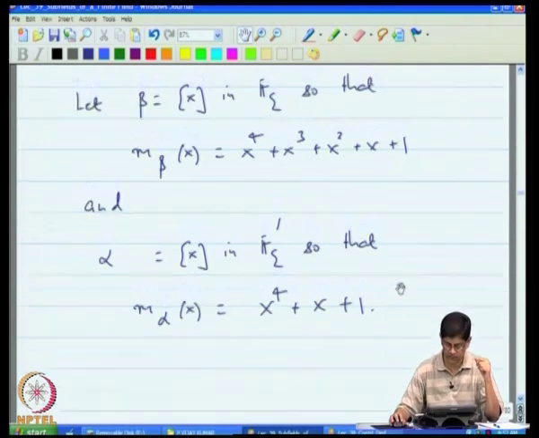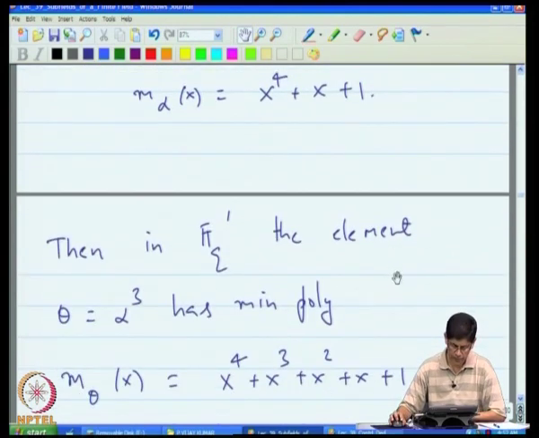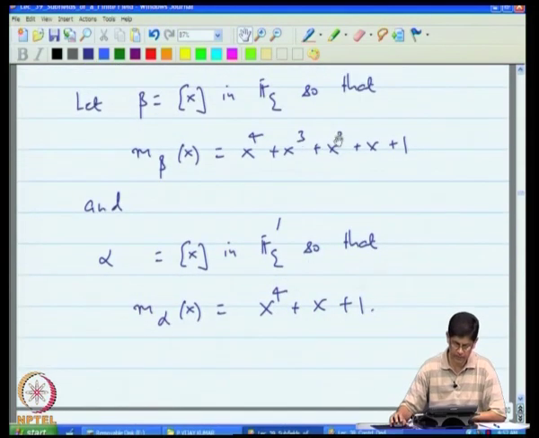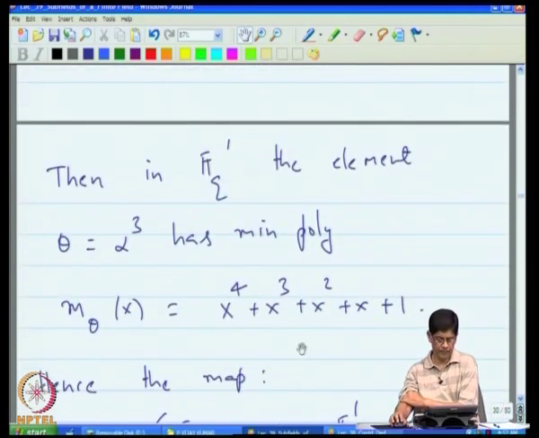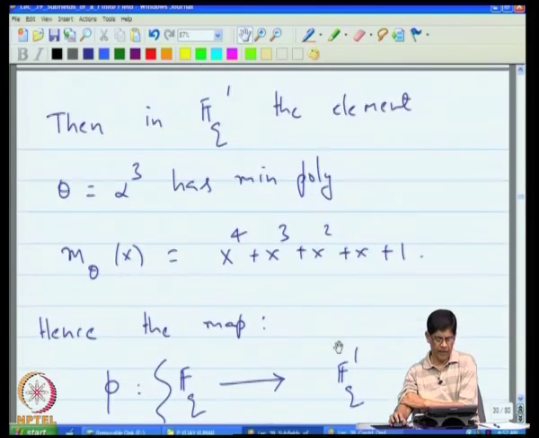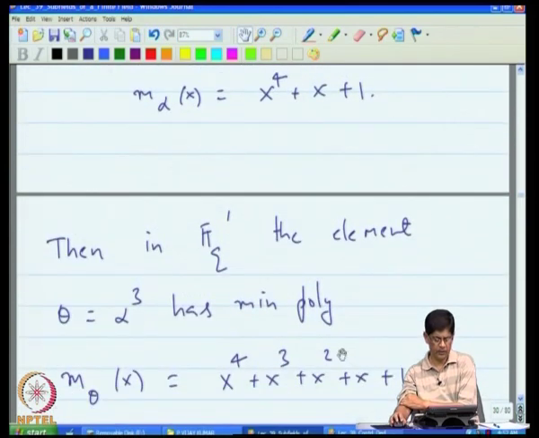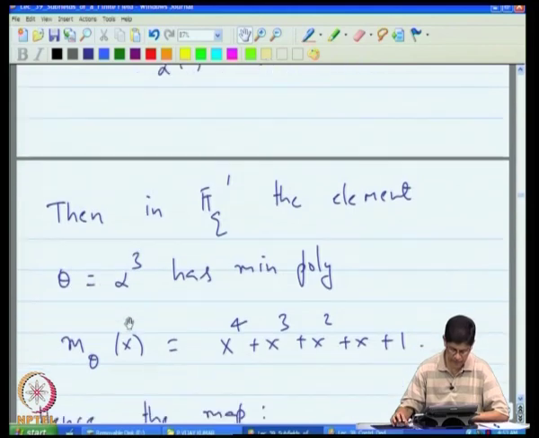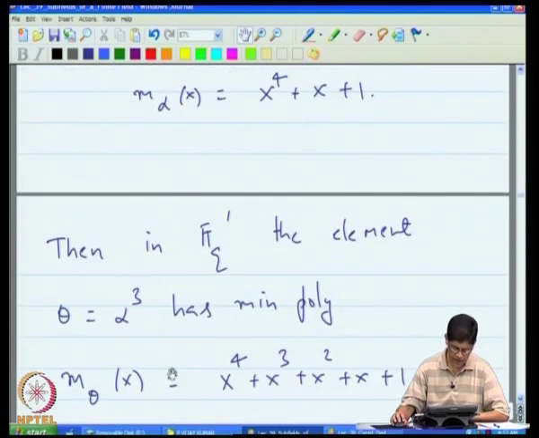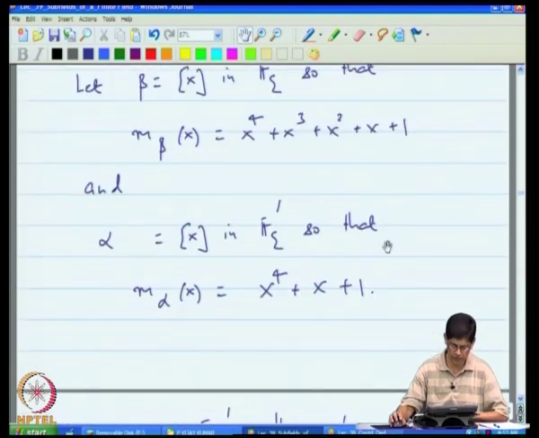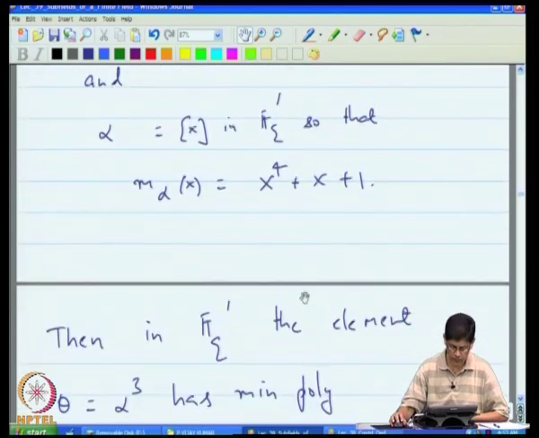So you can see that apparently these two fields are different, but it is not really so, because in F_q we have already identified an element whose minimal polynomial is this. So let us first try, in this second finite field, to find an element whose minimal polynomial is this. For that, we have to identify an element in this second field which has this particular minimal polynomial, and it turns out that there are ways to do it. For example, you can show that if theta is alpha cubed, then this element theta has minimal polynomial which is exactly the minimal polynomial of beta in the first field.